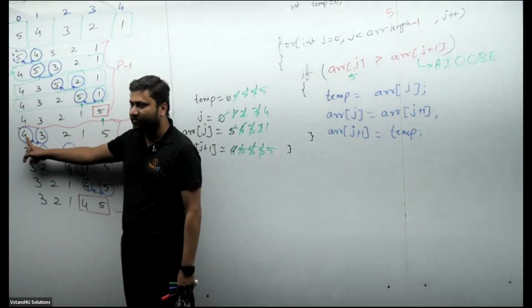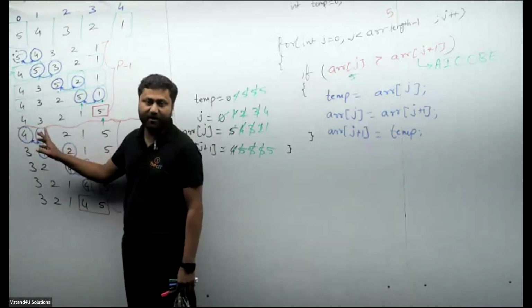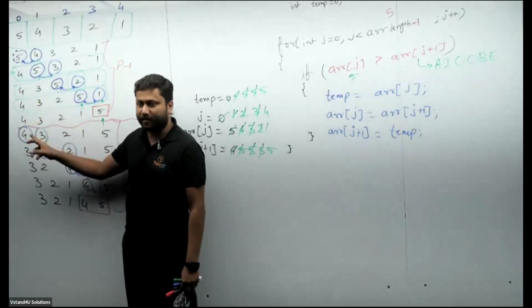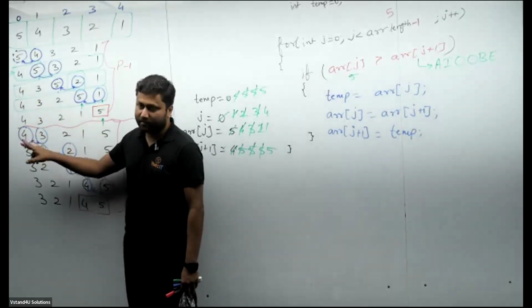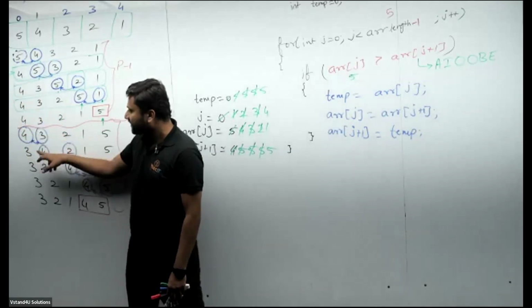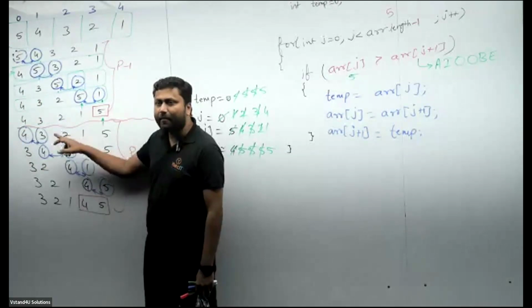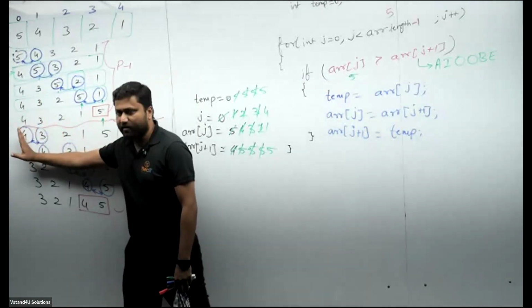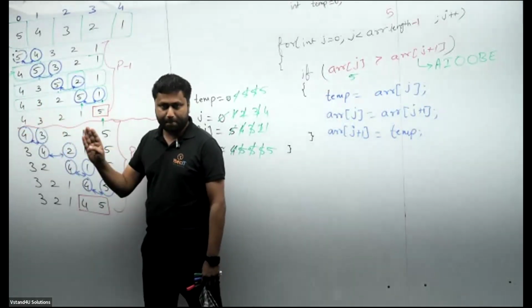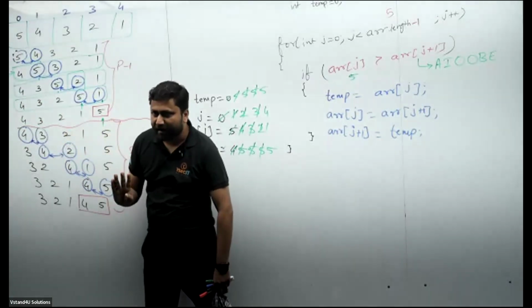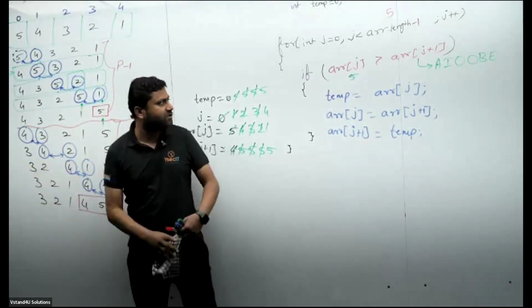The zeroth index element will be compared with the first index element. Agree? If the zeroth element is greater than the first element, then we will swap it. Same activity we'll do here also. Every single place, what am I doing? The existing element I'm comparing with the next element. If the existing element is greater, then I'll swap. Am I right? And the same logic is written over here.